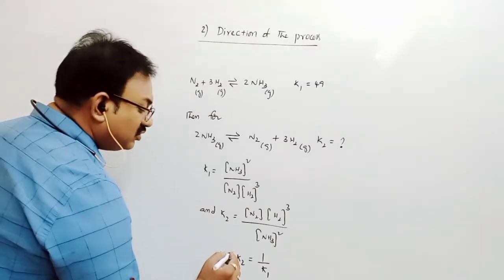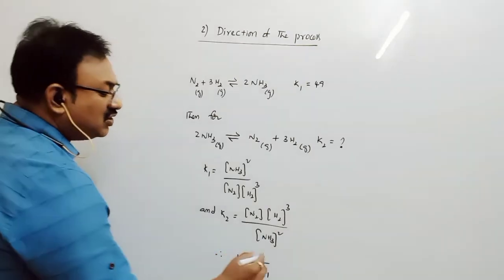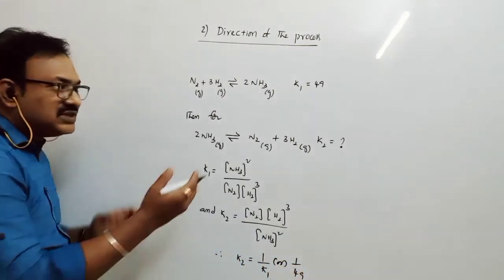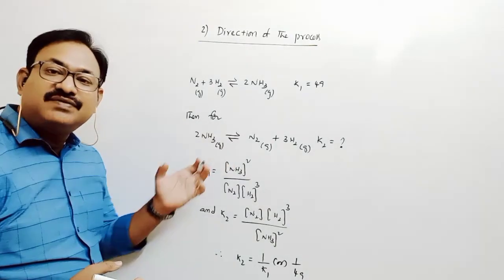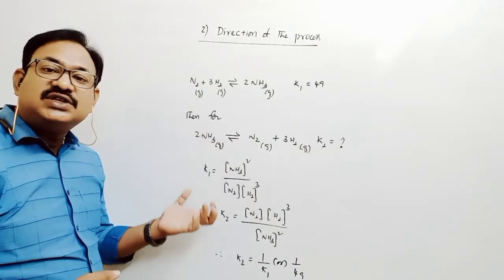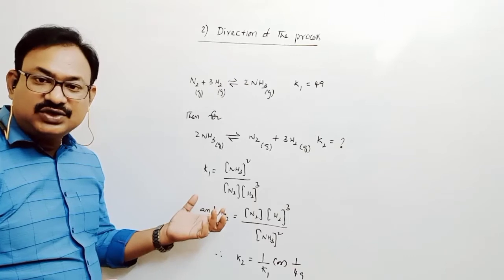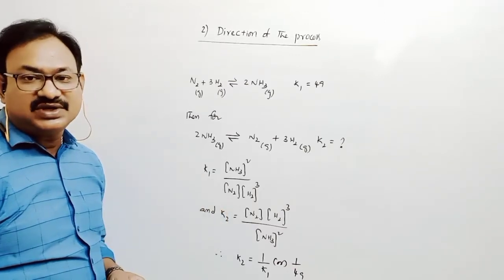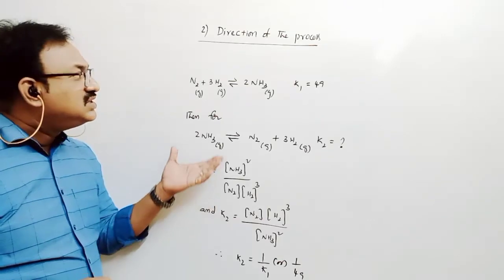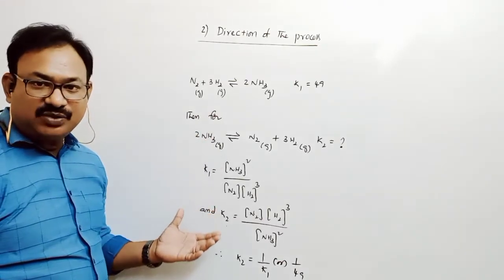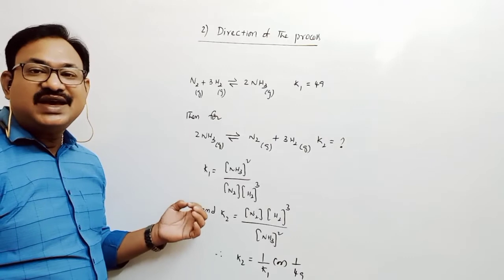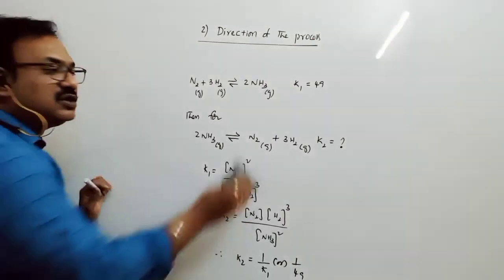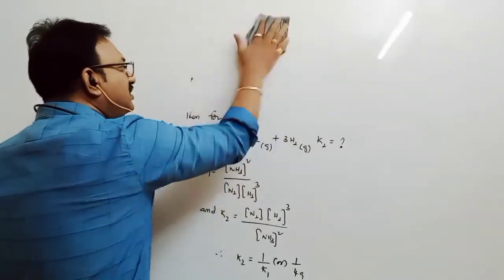So like that you have to understand. K2 is equal to 1 by K1. If you take the reverse of a reaction, you just consider the reciprocal of the original equilibrium constant. So that's it. That covers the second important factor, the direction of the process. Okay. Here, let me go through one more important point.